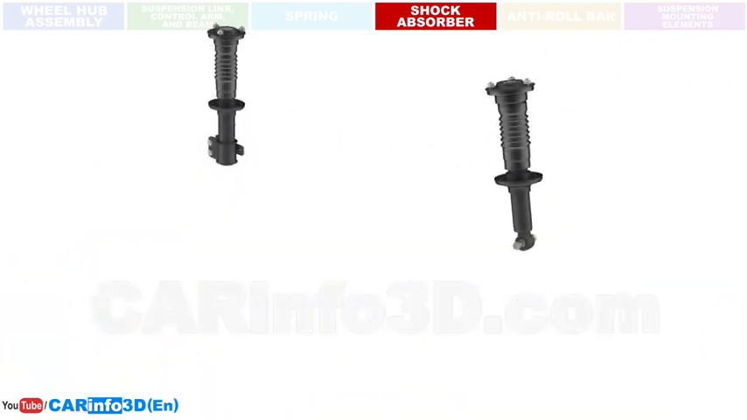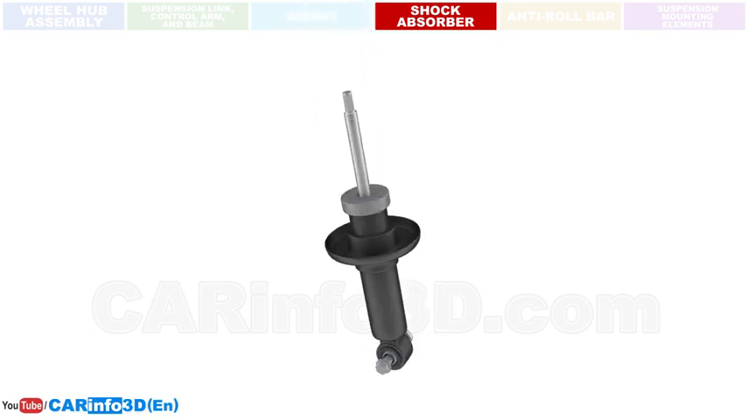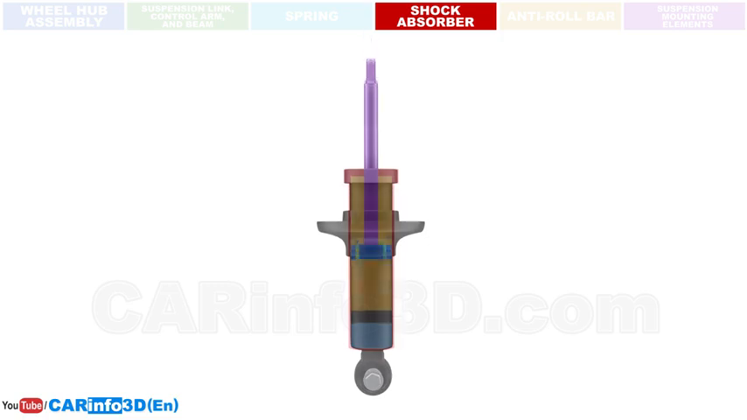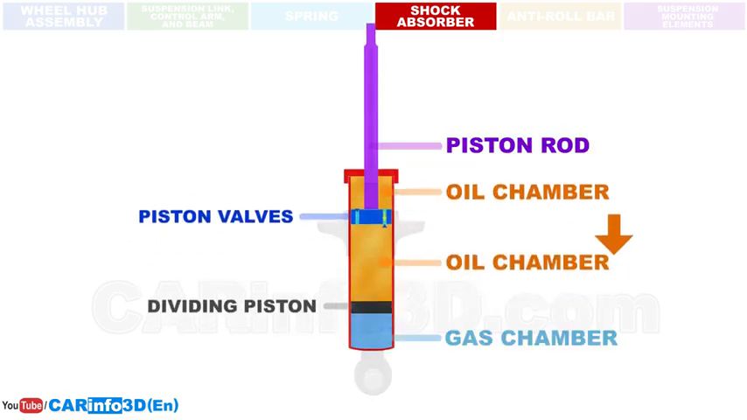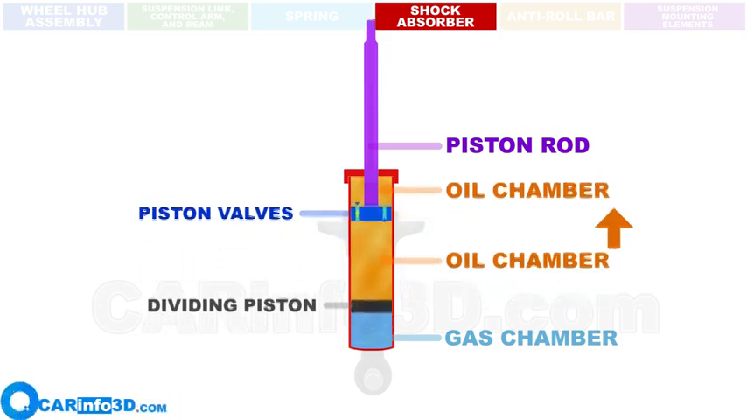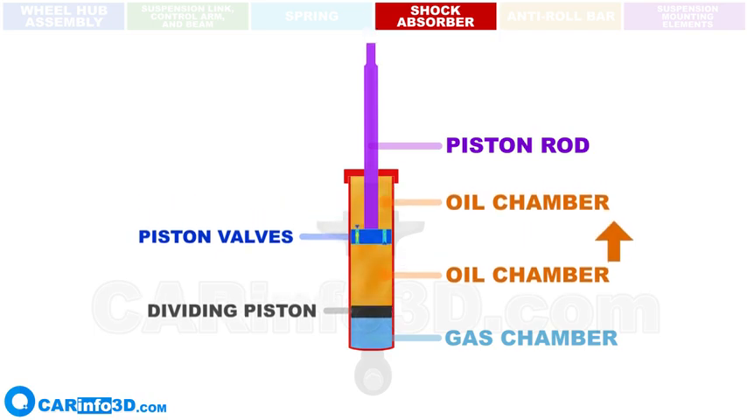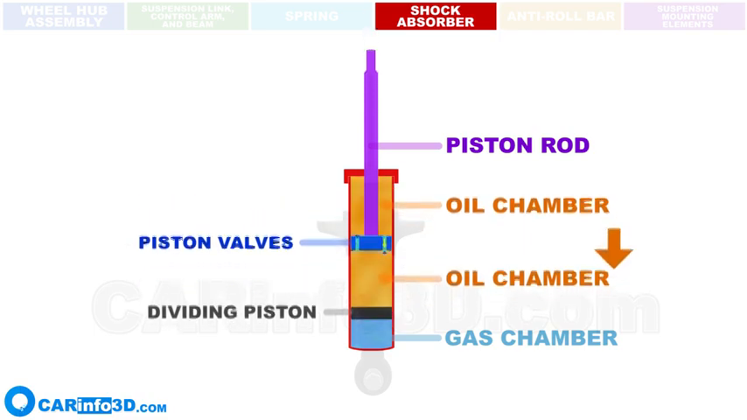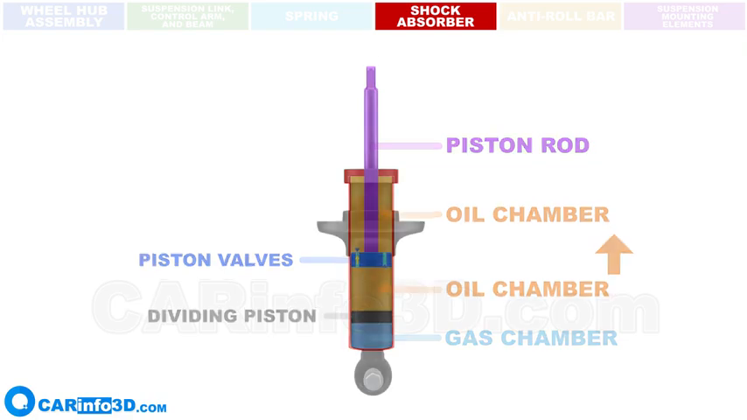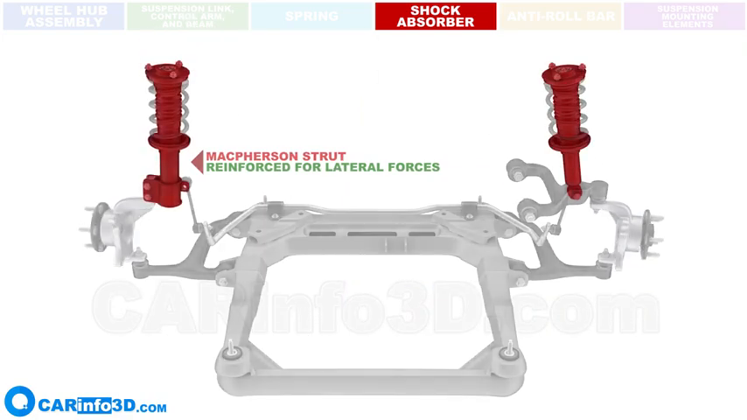A typical shock absorber for a passenger car is constructed as a telescopic tube with an oil-filled working cylinder. The piston valves allow the oil to go from one chamber to another when the shock absorber is in use. The resulting resistance dampens the oscillations. The shock absorber in a McPherson suspension system also functions as a control arm. Such shock absorbers are strengthened to withstand lateral forces and are known as struts.